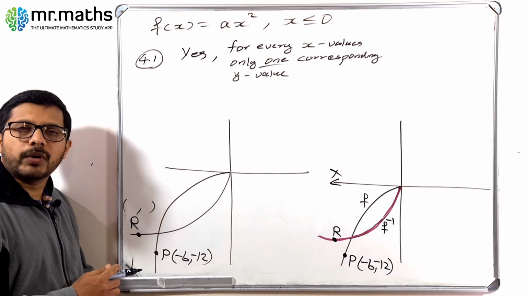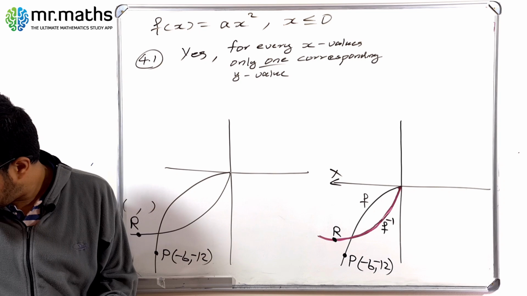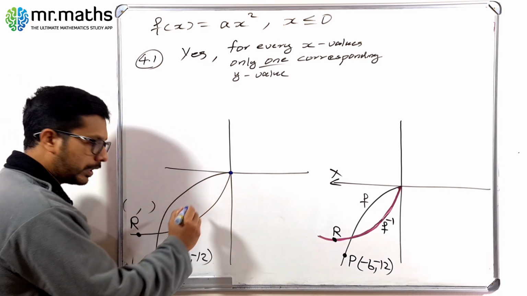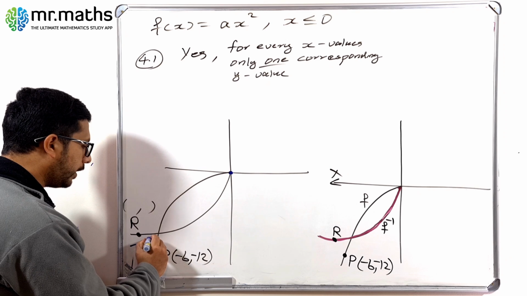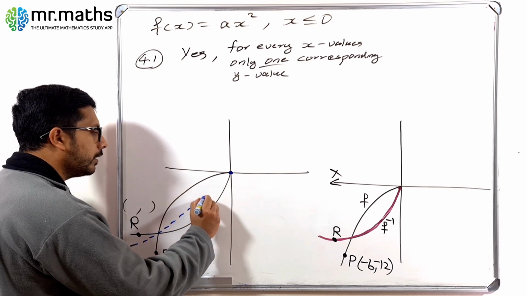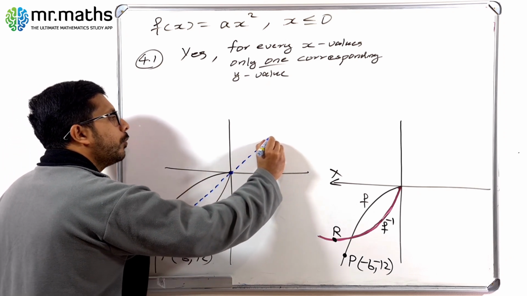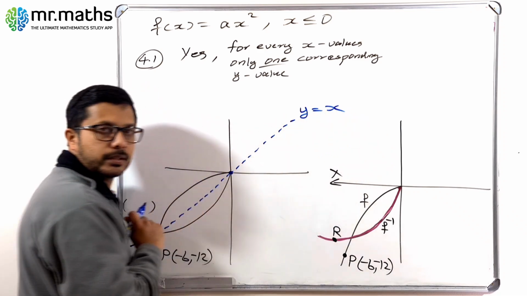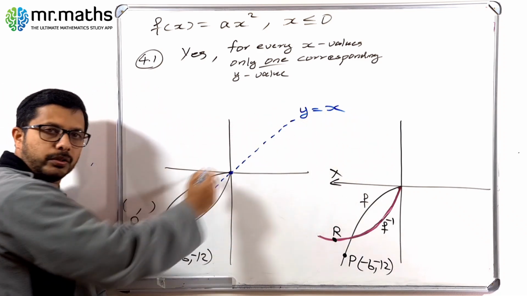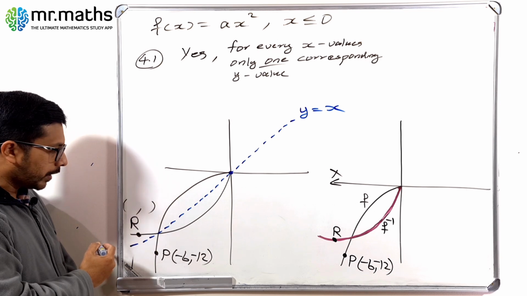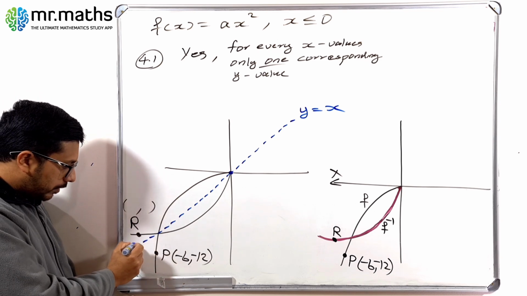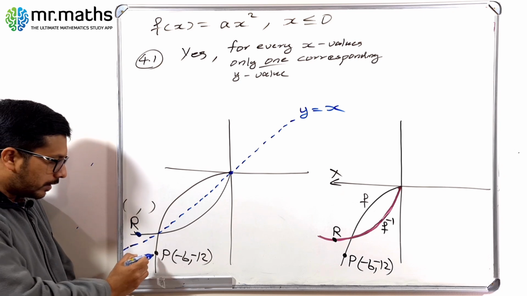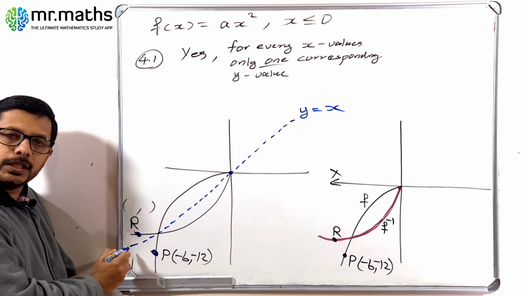Which line is called y is equal to x? Y is equal to x means the line passing through this center. That means there is a line passing through the center like this, and the name of that line is called y is equal to x. So they are saying that this point R is the reflection of this point P.